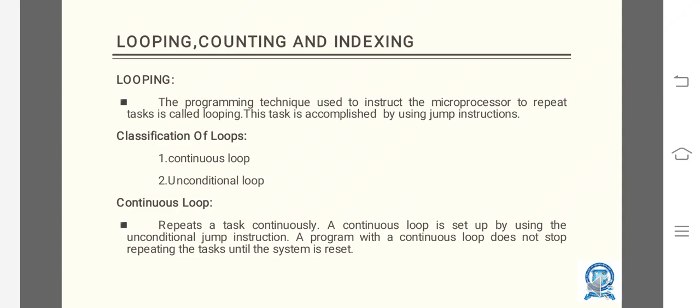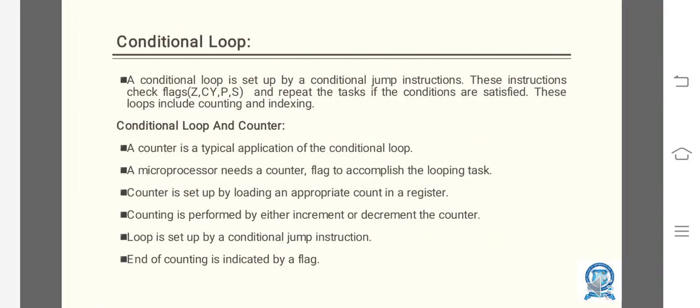Classification of loops: continuous loop and conditional loop. Continuous loop: repeat a task continuously. A continuous loop is set up by using the unconditional jump instruction. A program with a continuous loop does not stop repeating the task until the system is reset.